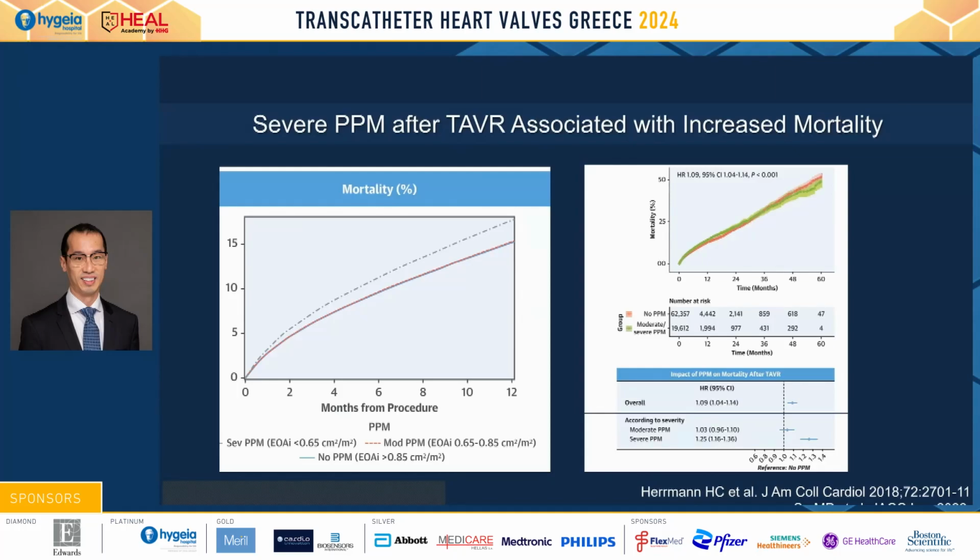Severe PPM after TAVR, we now know, is associated with increased mortality. And you can see the seminal paper on the left by Howard Herrmann and the LONGEVITY registry showing 1-year increased mortality, to a meta-analysis in JACC Imaging showing the same pattern across several studies.